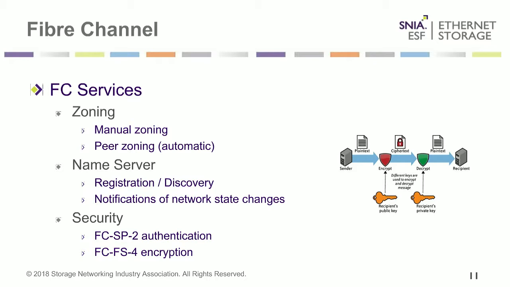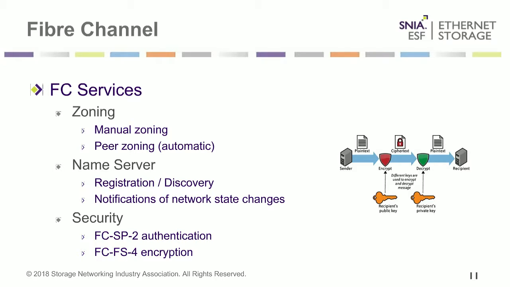So another service of Fibre Channel are the services that it provides: the zoning capabilities, the name server operation, and its security functions. With the zoning operation, you can manually define which nodes within the fabric are allowed to communicate with each other. Or a feature that has just been added within the last couple of years is something called peer zoning, where if you tell an end device who it's allowed to communicate with, then that end device can communicate that information into the fabric so that the zoning operations all become automatic. The information is just communicated from the end device to the zoning manager within the fabric.